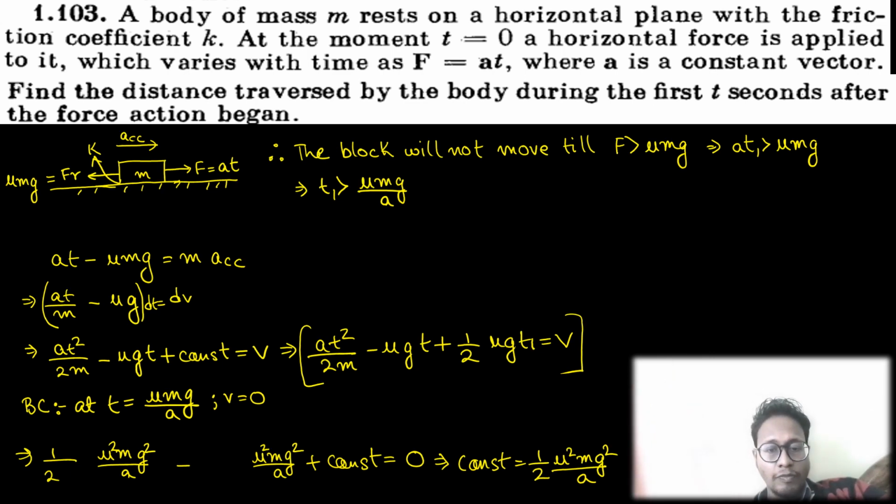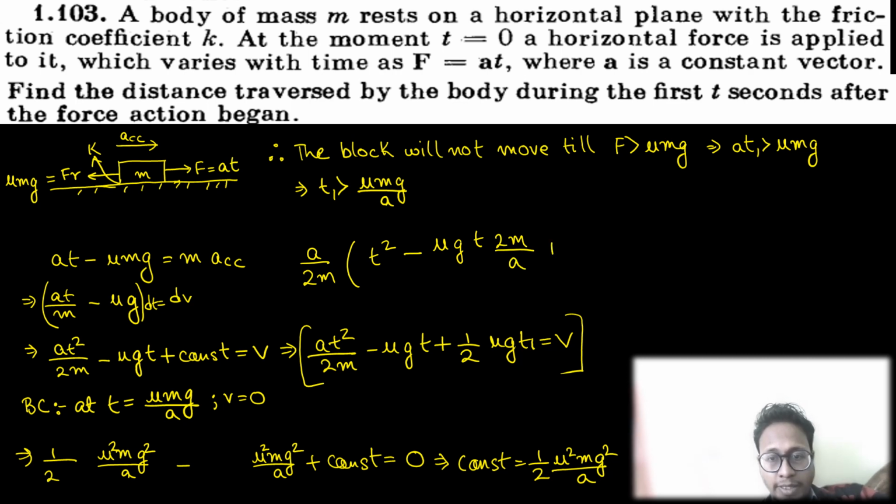Now from this equation of velocity, I'm just refining this equation. I'm taking a by 2m common from the entire left hand side. So here we will be left with t square minus mu g t into 2m by a, plus half mu g t1 into 2m by a, is equal to v.